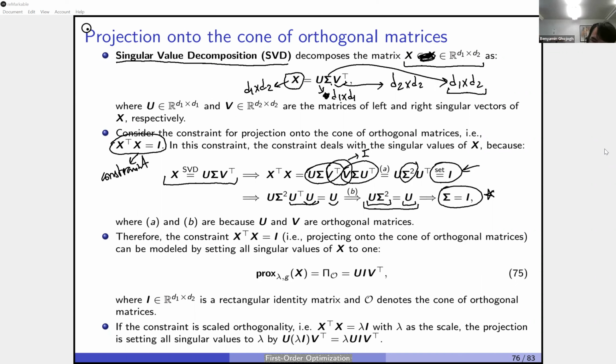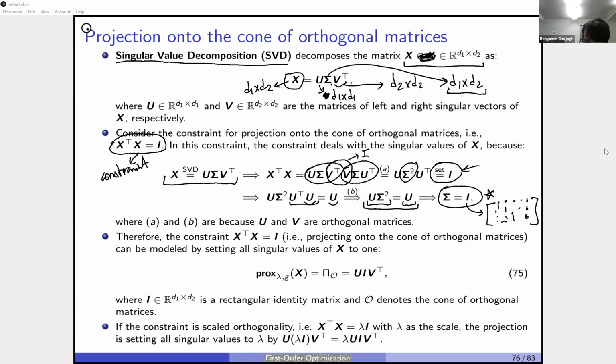Then it becomes orthogonal. By the way, sigma in the general case might be rectangular. Therefore, I mean a rectangular identity matrix. For example, like this. We might have zeros here. It's a rectangular identity matrix. Okay.